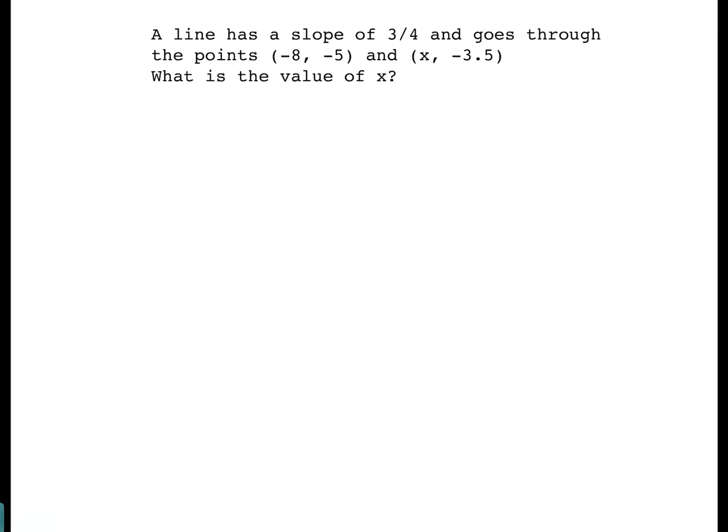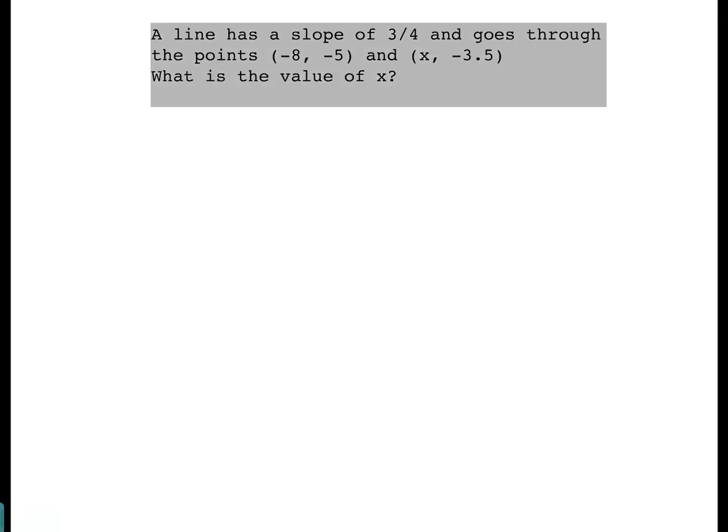You could draw the line, put on the point (-8, -5), then count up 3 and over 4, and connect all those dots. You would come up with a straight line, and then see when you are at a y value of -3.5, what is x? So that's one way you could do it. Probably the easier way is to use the slope formula that we've learned.